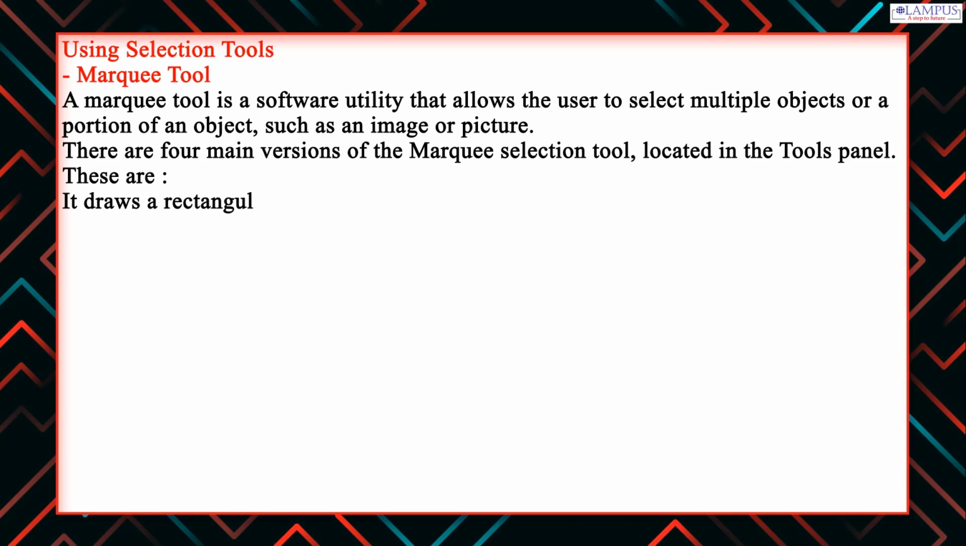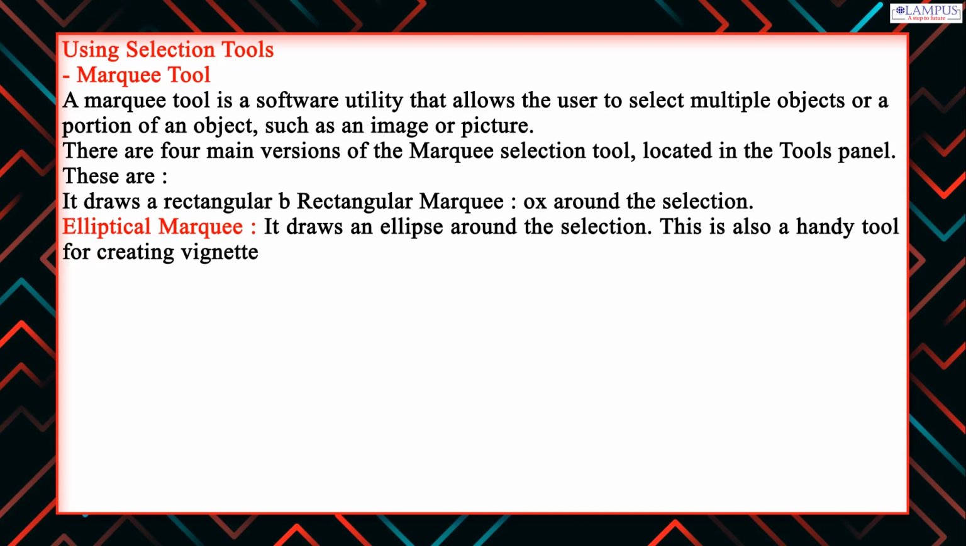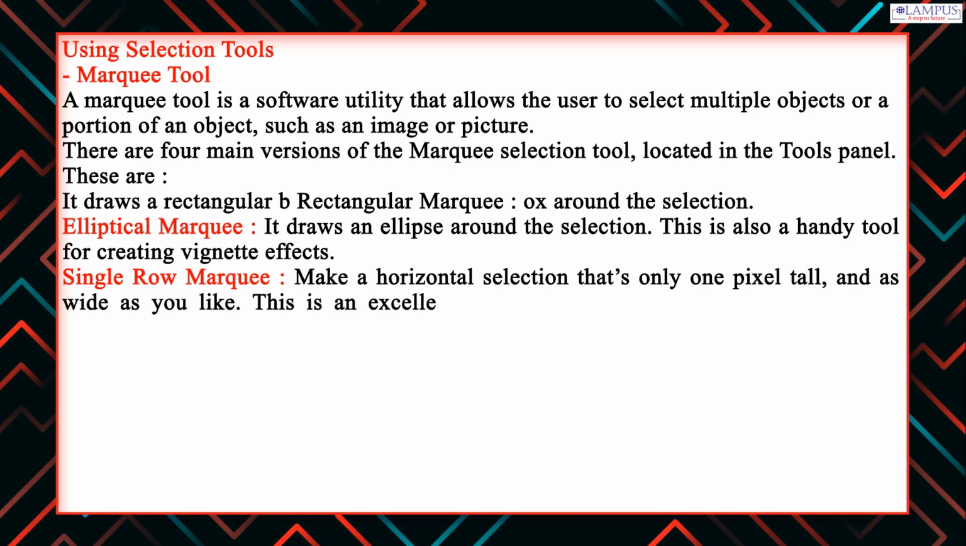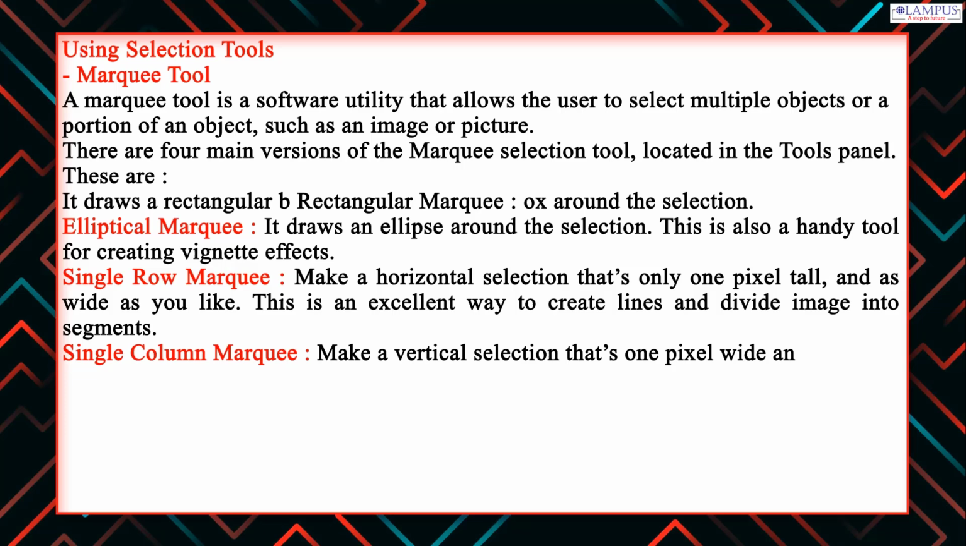These are: Rectangular Marquee. It draws a rectangular box around the selection. Elliptical Marquee. It draws an ellipse around the selection. This is also a handy tool for creating vignette effects. Single Row Marquee. Make a horizontal selection that's only 1 pixel tall, and as wide as you like. This is an excellent way to create lines and divide an image into segments. Single Column Marquee. Make a vertical selection that's 1 pixel wide and as tall as you like.